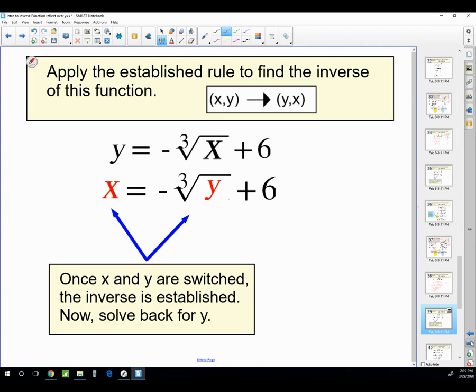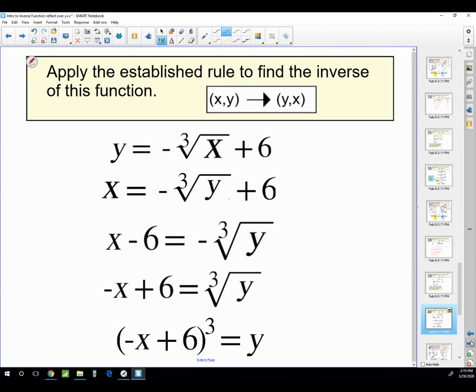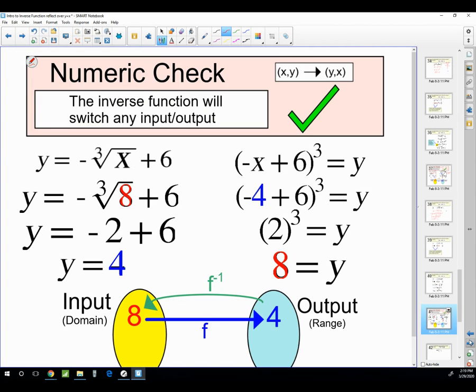There's the recap: switch x and y. That's what we get. And then you could do an input-output check: if I input 8 over here, I'd output 4, and then take the answer and input 4, and I'd output 8. It's just a check to see if you're on the right path.